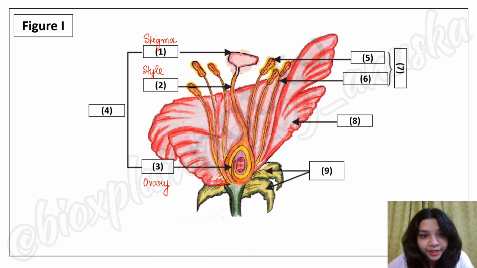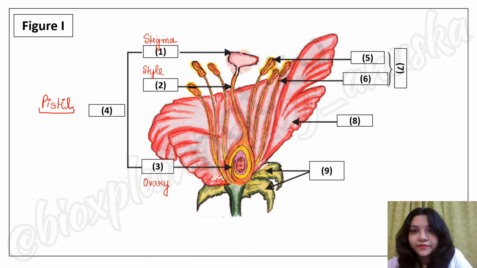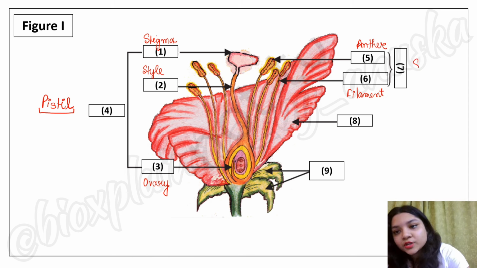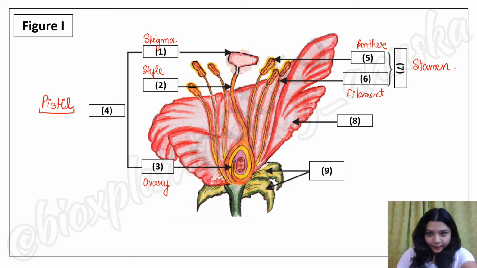Stigma, style, ovary. So 1, 2, 3 together lead to the formation of the pistil. Okay. Then 5 is the anther, the bilobed tip, and then number 6 refers to the filament. So 5 and 6, anther and filament together, is known as the stamen, the unit of the male reproductive part of a flower.